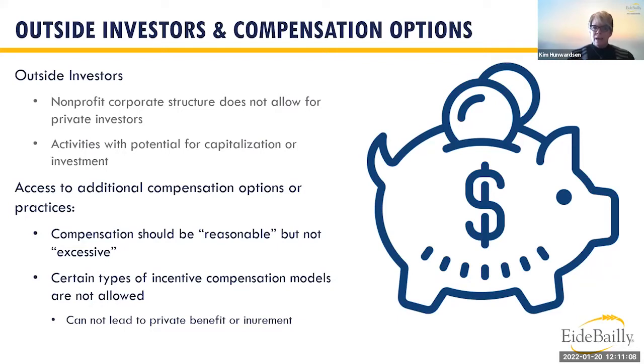And then access to additional compensation options. So exempt organizations are definitely able and should be paying compensation to their employees that's reasonable for the services that they're providing, but it can't be excessive. And so there's very strict guidelines with respect to making sure that compensation doesn't become excessive. If you think back to what I mentioned a few minutes ago on that inurement, this is where we can see excessive compensation coming in. So being able to structure an activity in a different type of entity may allow for higher compensation to be paid. And there's different types of incentive models for compensation that can be used in other structures.